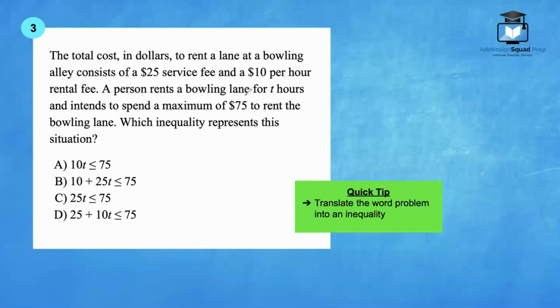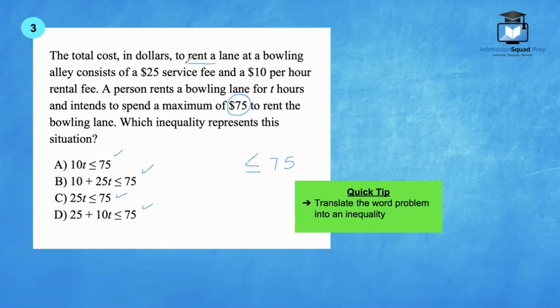If we're going to have a maximum of $75, we know for sure that the total amount needs to be less than or equal to $75. It looks like all of our answer choices have this information at the end of the inequality. So far, we can't really eliminate any of the answers. We also know that there is a service fee.